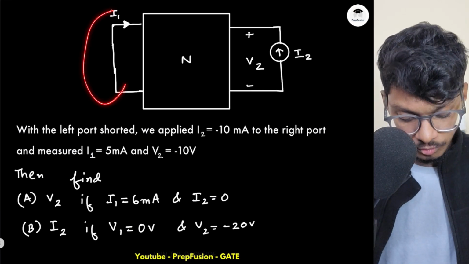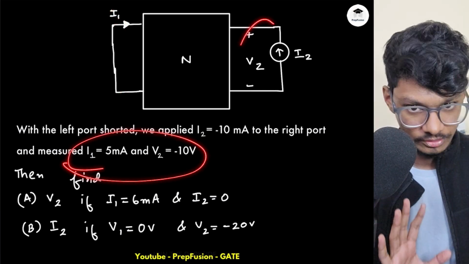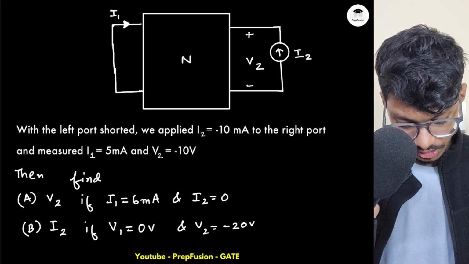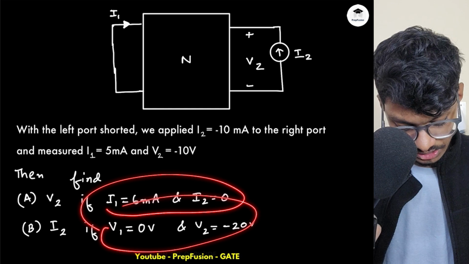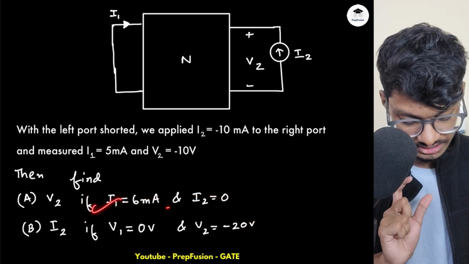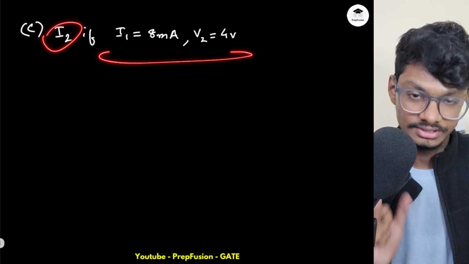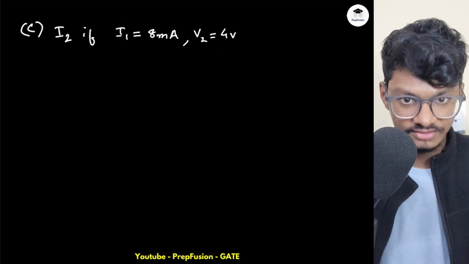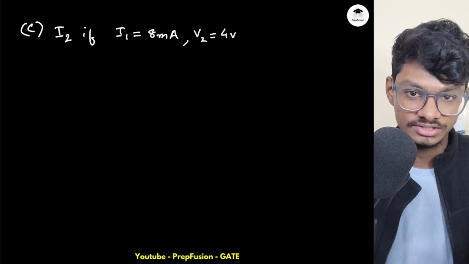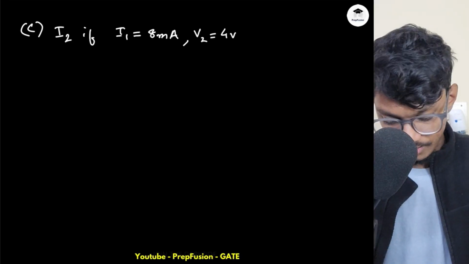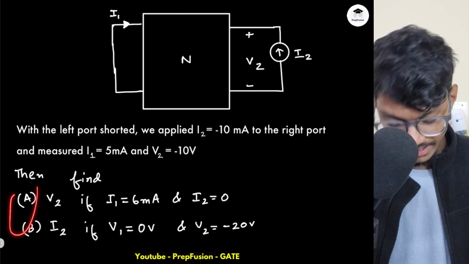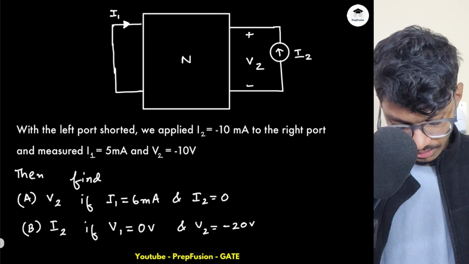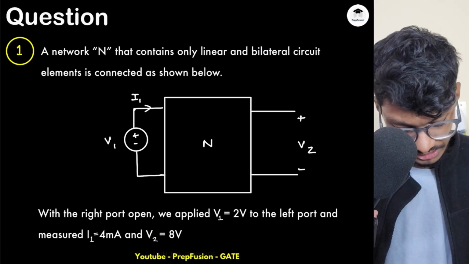With the left port shorted, we again measure these values. You have to find out V2 and I2 for these particular cases, given the status of the other port currents and voltages. You try to solve this first, then I will solve. Let's start with the first one. The first and second parts, A and B, are pretty simple, but part C can be a bit tricky for you.